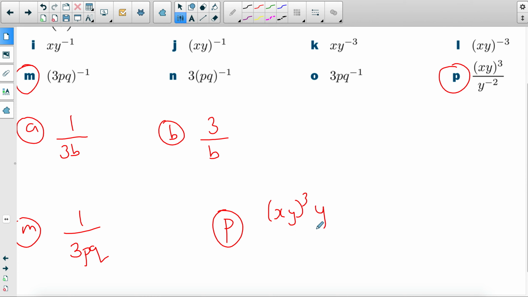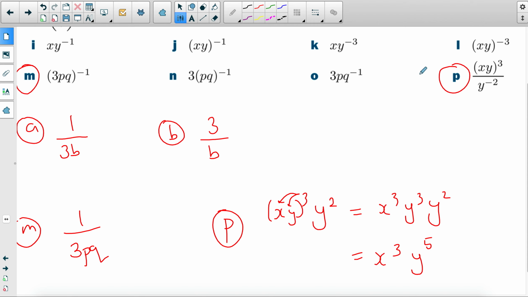I'll bring it up and it's going to be y to the power of 2. As soon as I reciprocate it, the power changes. You flip the sign. And in here, I can use a couple of rules. I'll put the power first, so I have x to the power of 3, y to the power of 3, and y to the power of 2. Then I can use another rule while I have a multiplication. I have the same base, hence I need to add the powers this time. So I have y to the power of 5.